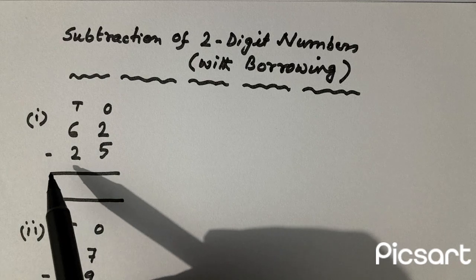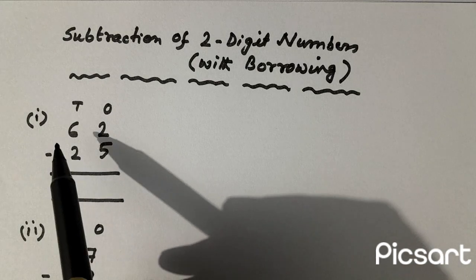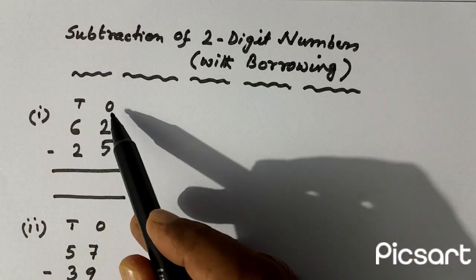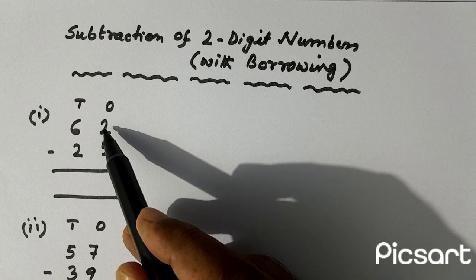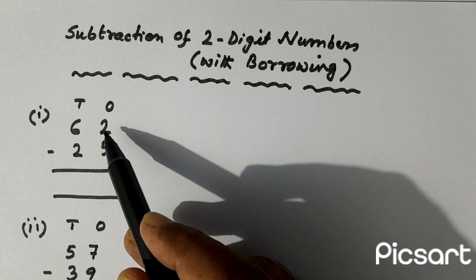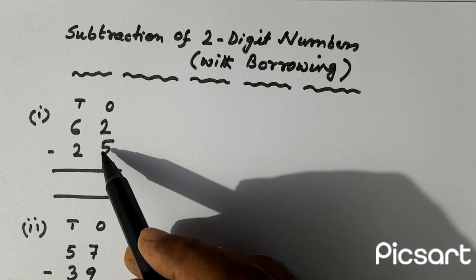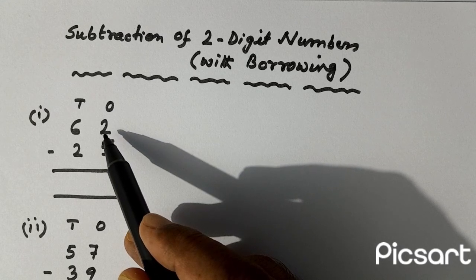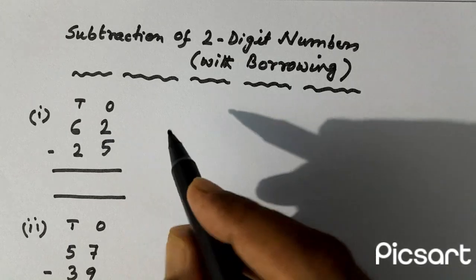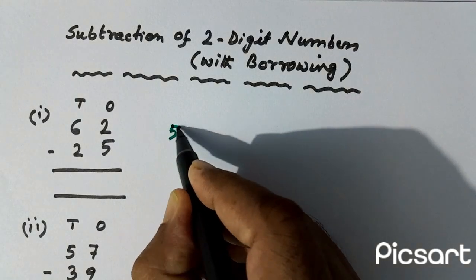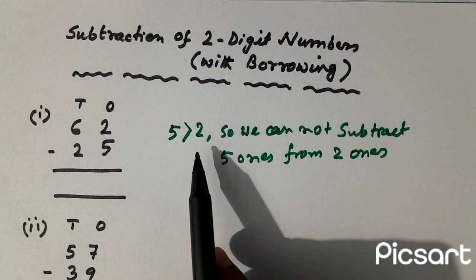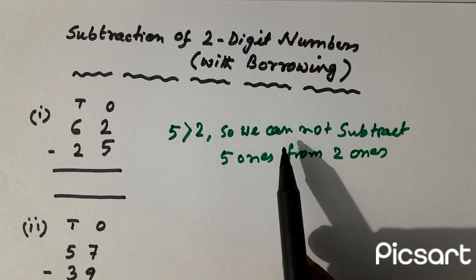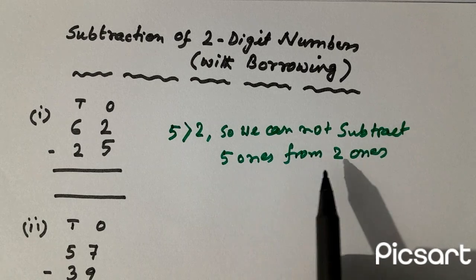In the first case we have to subtract 25 from 62. In ones column we have 5 and here 2. So can we subtract 5 from 2? No, because 5 is greater than 2. Here, since 5 is greater than 2, we cannot subtract 5 ones from 2 ones.